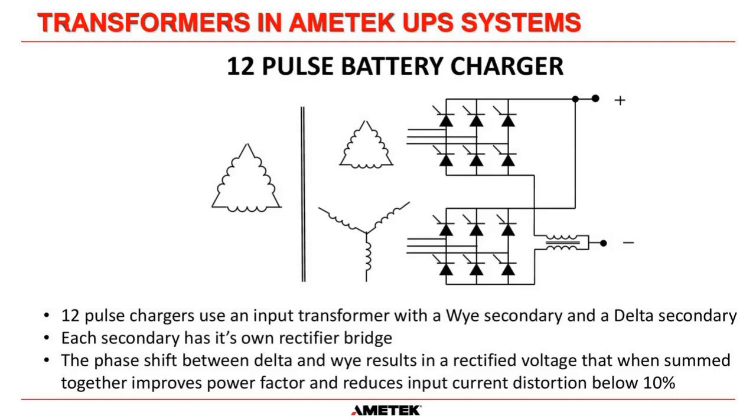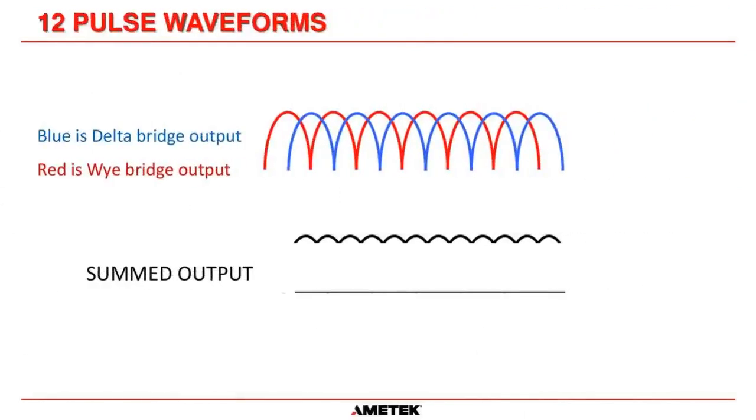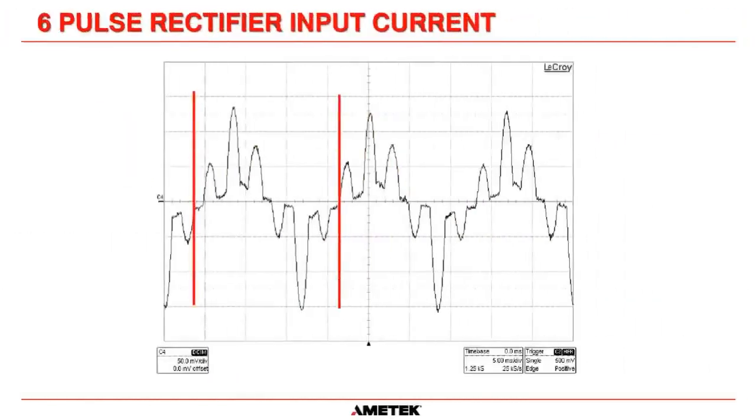The phase shift between the delta and the Y results in a rectified voltage that, when you sum it together, improves the power factor. So here, I'm showing the red, the Y bridge as a rectified voltage, and the blue is the delta bridge. And at the bottom, they are summed together. What's important is what we see next.